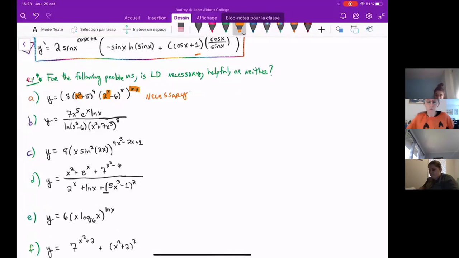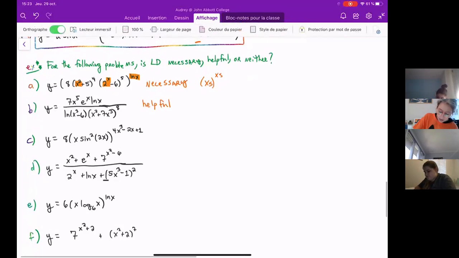When the x's are in both places, that means it's necessary. So I have x's down here, and I have x's up here. So in B, however, yes, there are places where I have x's down in the base, and places where I have x in the power, but they're not together. So this is just helpful. There's no place where I have an x to a power of an x. But I do have a big mixture of quotient rule, product rules, chain rules. And so in this case, it's going to be helpful even if I don't have to use it. I could do that quotient rule with all those product rules.